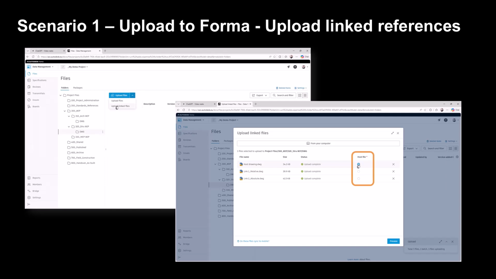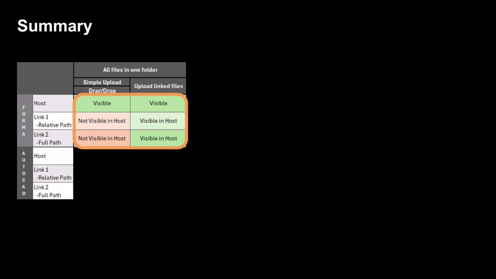Once the files are uploaded, we can view them individually in Forma in the viewer. But when viewing the host file, the results depend on the upload method. Where we use the drag and drop, the host file opens, but none of the linked files are visible. And where we used upload linked files, the host file includes all references, both relative and absolute. So the second method clearly gives a more complete result in the viewer.